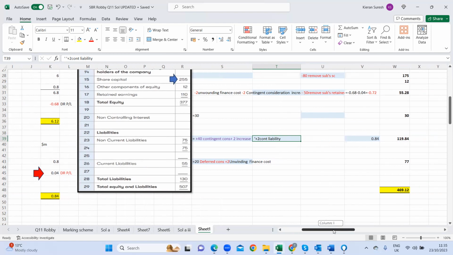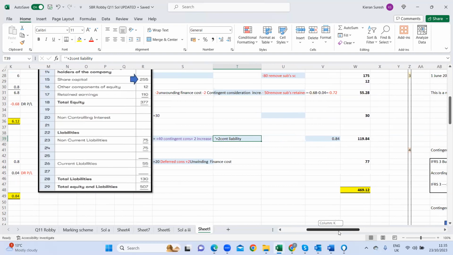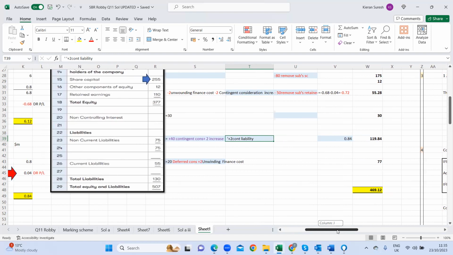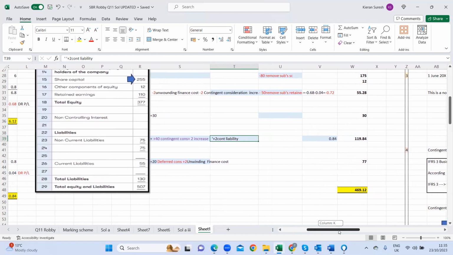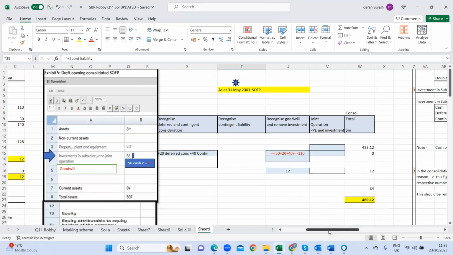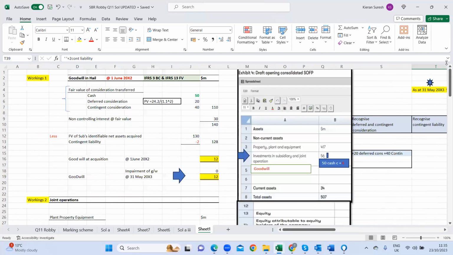I'll come back to the BPP solutions in a minute, right? So I have done this, all done. Unwinding finance cost, everything has been done. I think I have only got left the joint operations, right? So now let's come back to the joint operations.